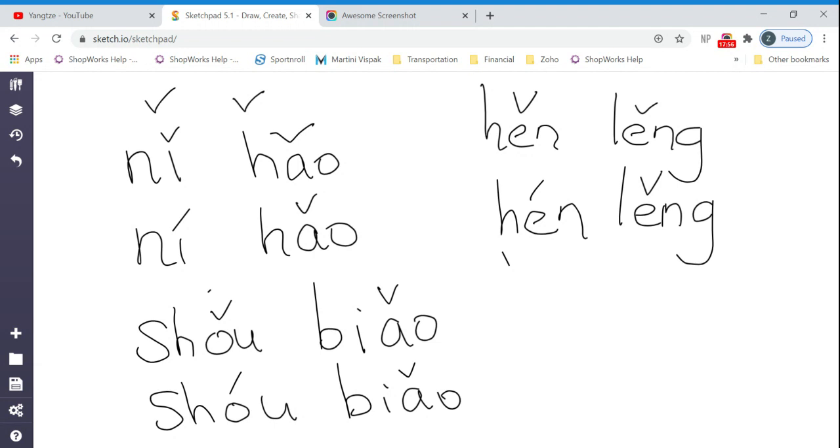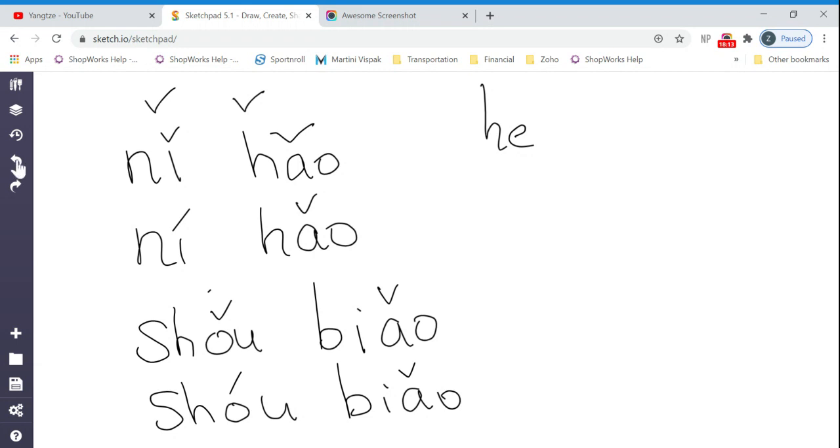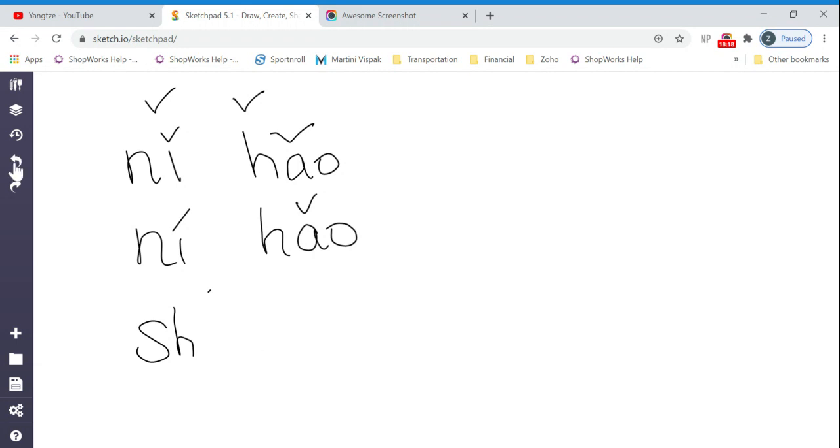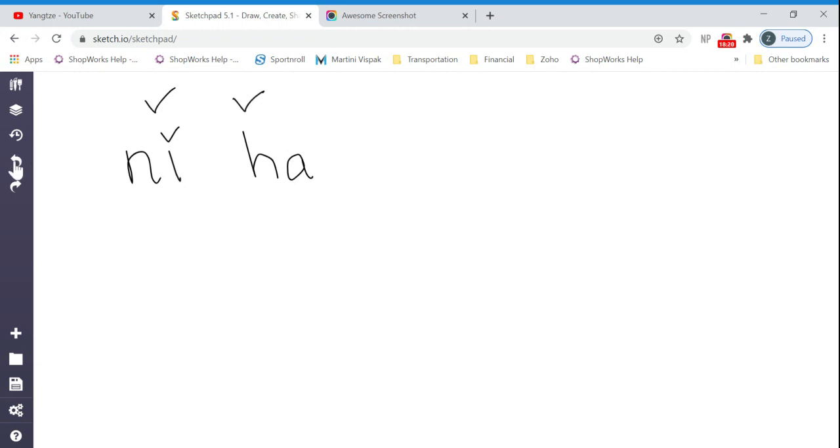Okay, so that's the second rule of today, actually. The first rule was the neutral tone, and now we're at the second rule of today, which is when the third tone meets another third tone, the first one changes to the second tone. It's just to ease the pronunciation.